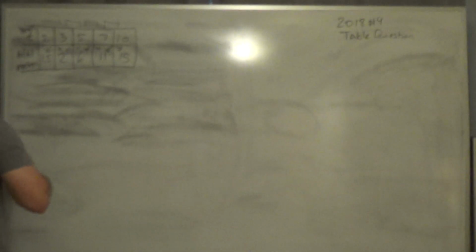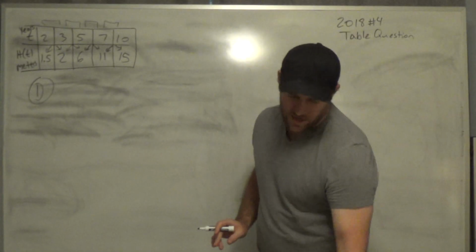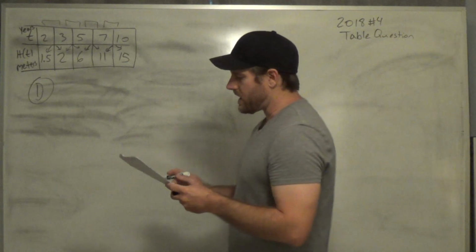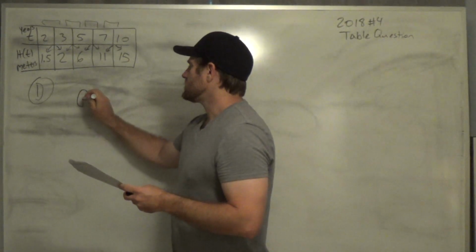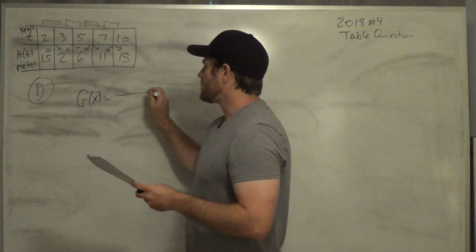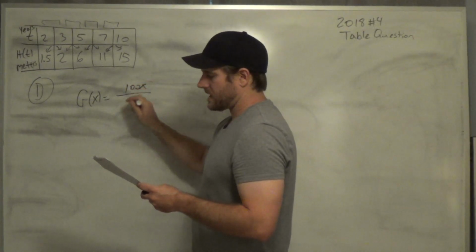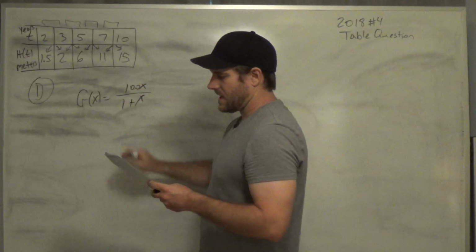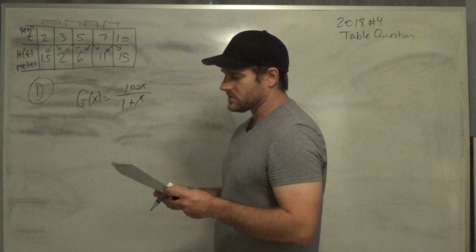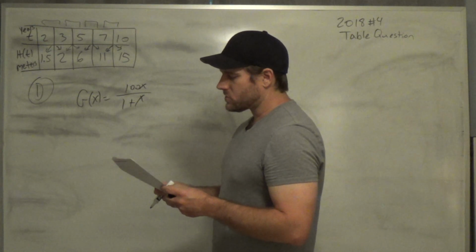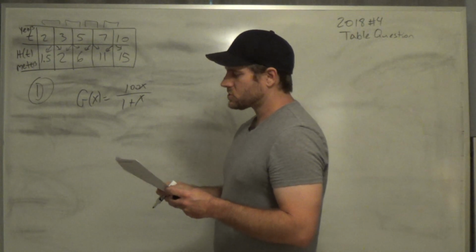Alright, last but not least, we have part D. Part D is miserable, and it's worth 3 points. So the height of the tree can also be modeled by the function g of x equals 100x over 1 plus x, where x is the diameter of the base of the tree, when the tree is 50 meters tall.